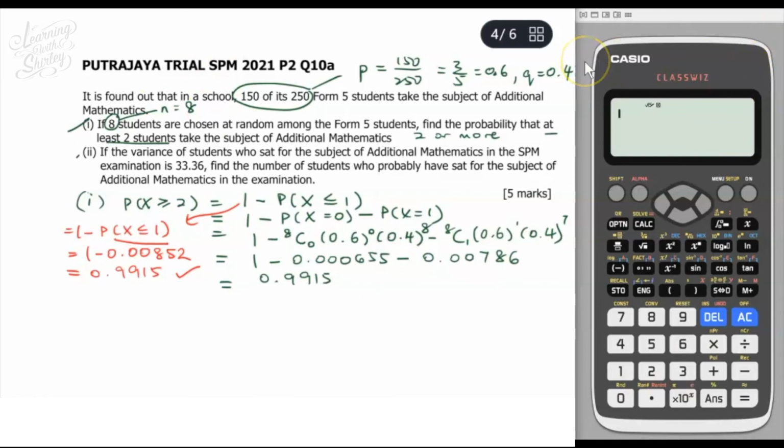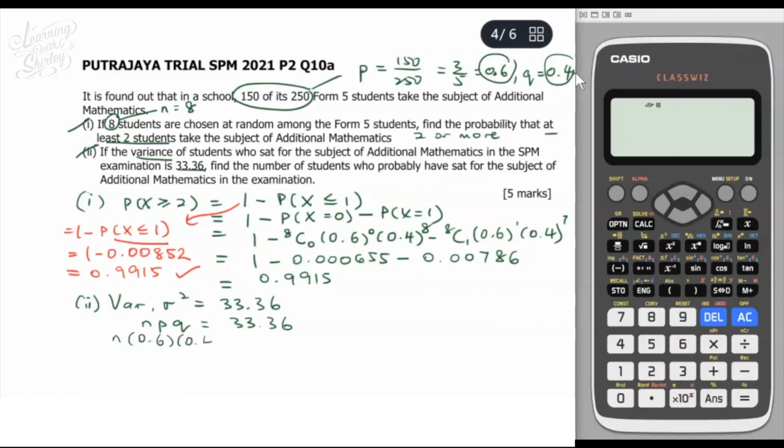Now let's solve question number 2. If the variance of the students who sat for the subject of additional mathematics in the SPM examination is 33.36. So now your variance is 33.36. We know that the formula for variance is npq, right? npq is 33.36. Our p and q are given in the question, so we're going to substitute into here. So n times 0.6, then times 0.4, equals 33.36.